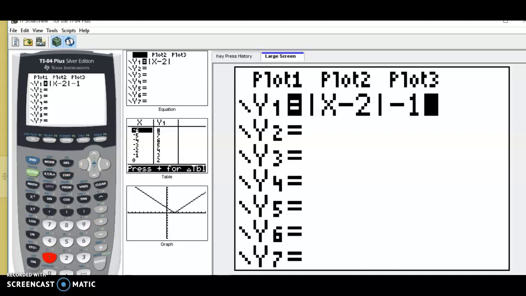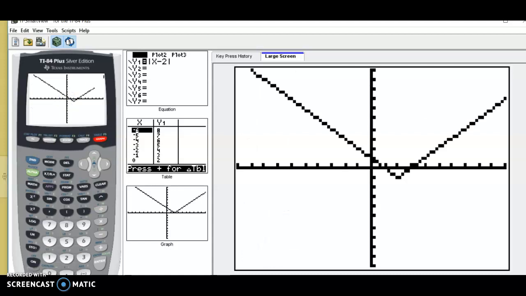Let's take a look at what it looks like. So this time it's been moved to the right and it's been moved down. And that's that turning point. That's that vertex that we were talking about. So let's maybe take a look at the values.